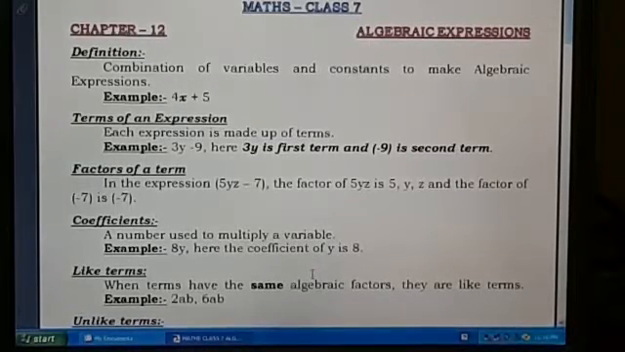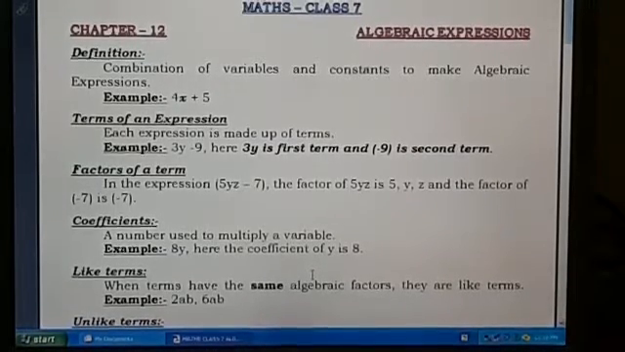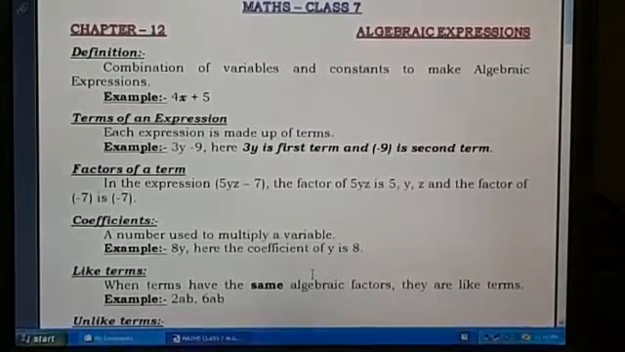So each expression is made up of terms. Okay, example: 3y minus 9. See the example, 3y is the first term and minus 9 is the second term. I have told you, each expression is made up of terms. So that example I have given.